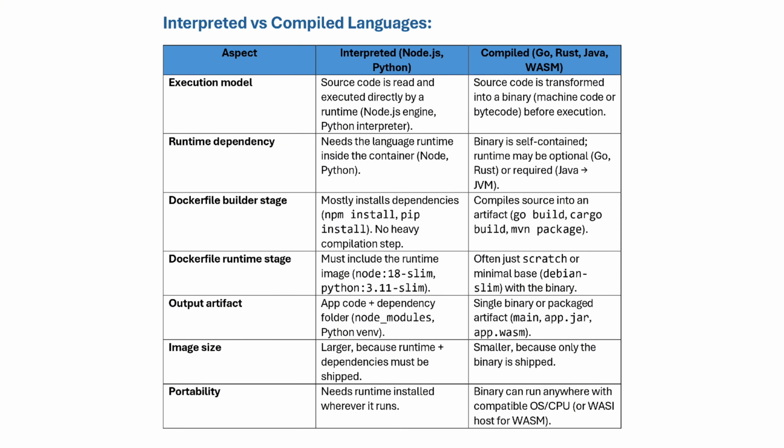Portability. Interpreted languages need the runtime installed wherever they run, whereas in compiled languages, the binary can run anywhere with a compatible operating system or CPU, or a WASI host for WASM. As mentioned, Node.js and Python are interpreted languages that need a runtime that understands their language, whereas compiled applications understand only binary, machine code or byte code, so they can run anywhere with a compatible operating system, a CPU that supports it, or a WASI host for WASM.